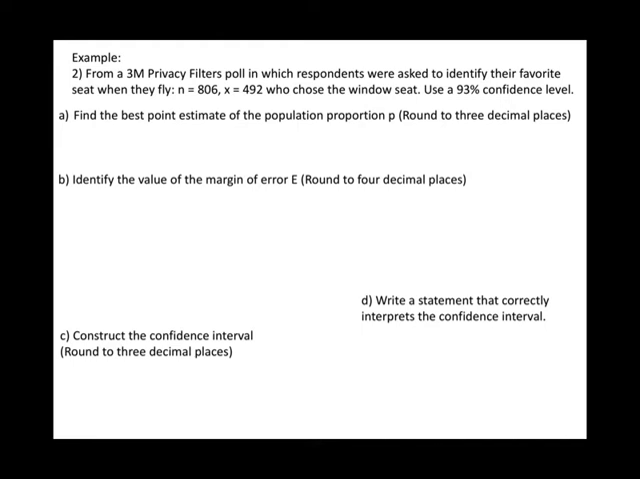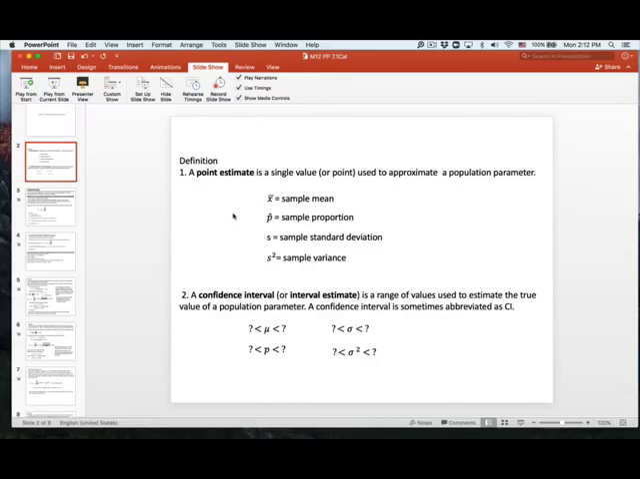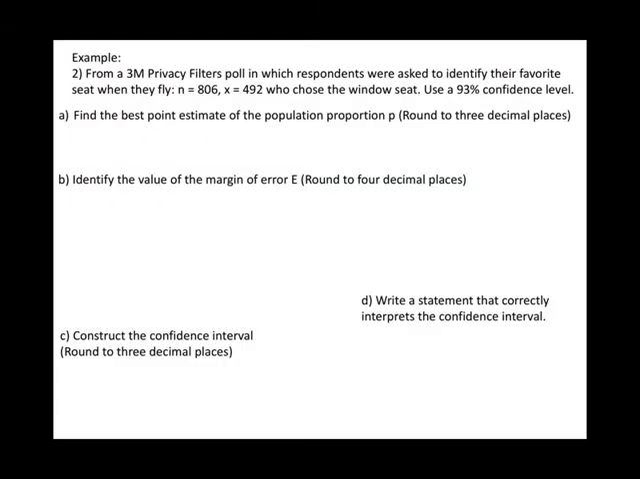Okay, first, find the best point estimate of the population proportion. What is a best point estimate? Look at this one here. The best point estimate is a single value used to approximate a population parameter. So the sample proportion will be the point estimate to approximate a population proportion. So we are looking for the sample proportion in here. Do you know the x and n? Yes, right? So you should get 0.610 here.